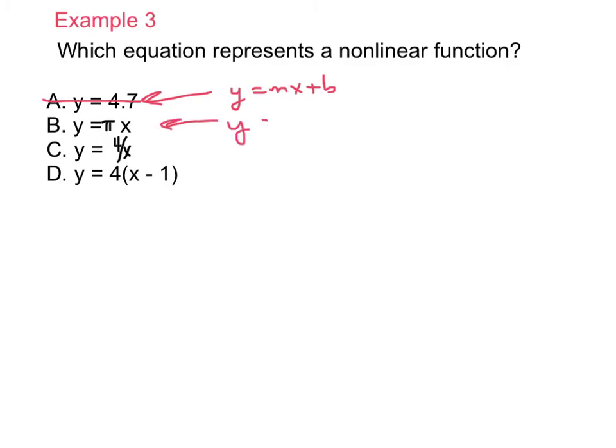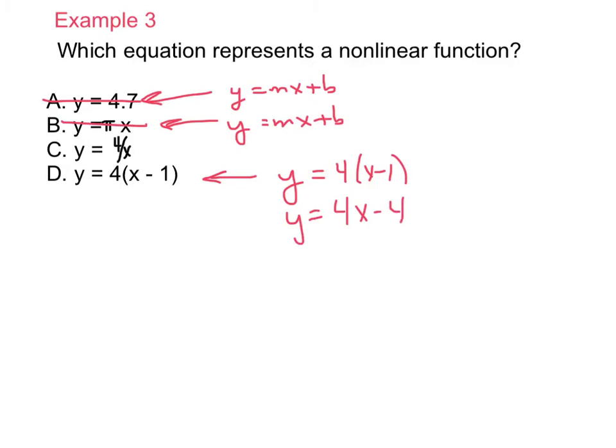Choice B, y equals mx plus b. Absolutely. m is pi. x is there, and for b, there's nothing there, so it'd be 0. Let's go down to D. D, you have 4 times x minus 1. Well, you could distribute and get 4x minus 4. Well, that's in slope-intercept form.